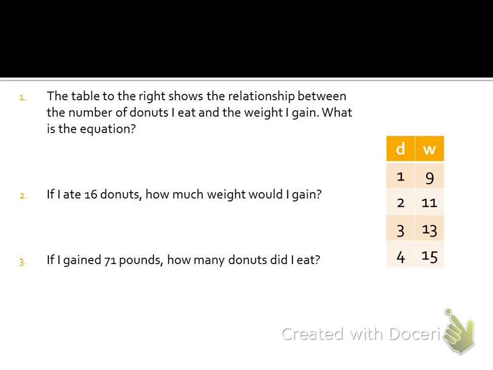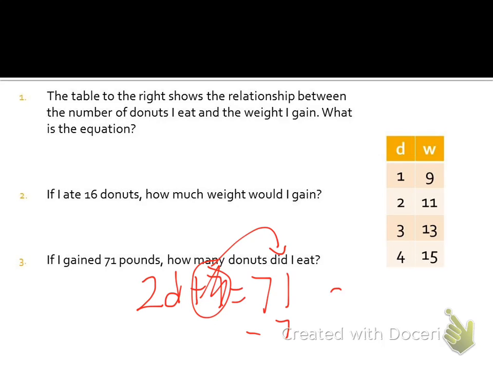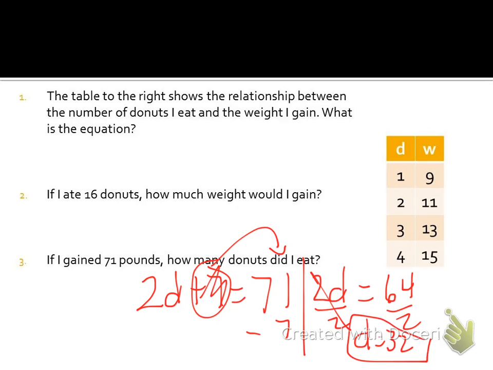Now, if I gain 71 pounds, how many donuts did I eat? Well, remember, 2d plus 7 equals 71 pounds. This looks like an equation that we've solved a million times at the beginning of the year. Cross over the 7, it's going to be minus 7. I'm going to rewrite it on the right here. 2d equals 64. Divide by 2, divide by 2. D equals 32. So then my answer is I ate 32 donuts.